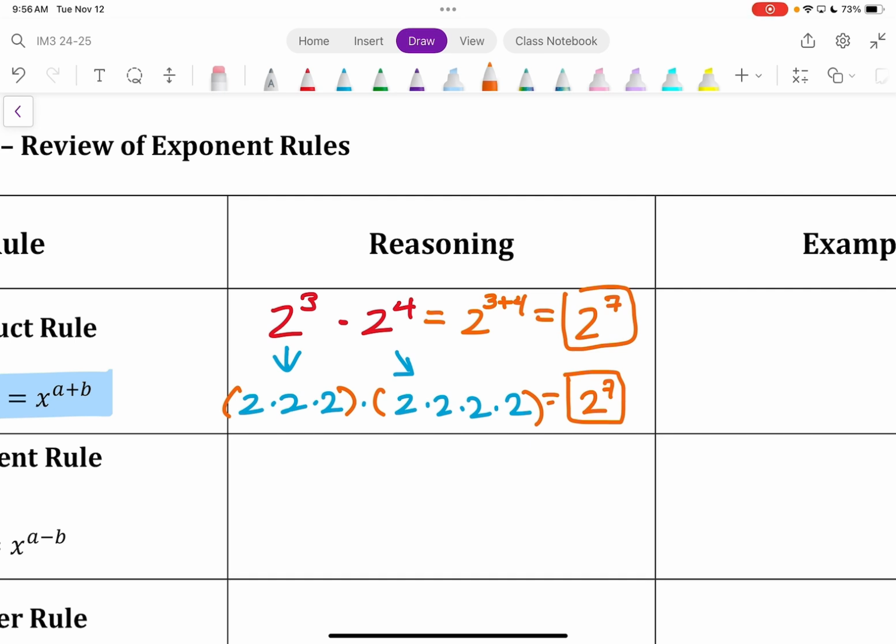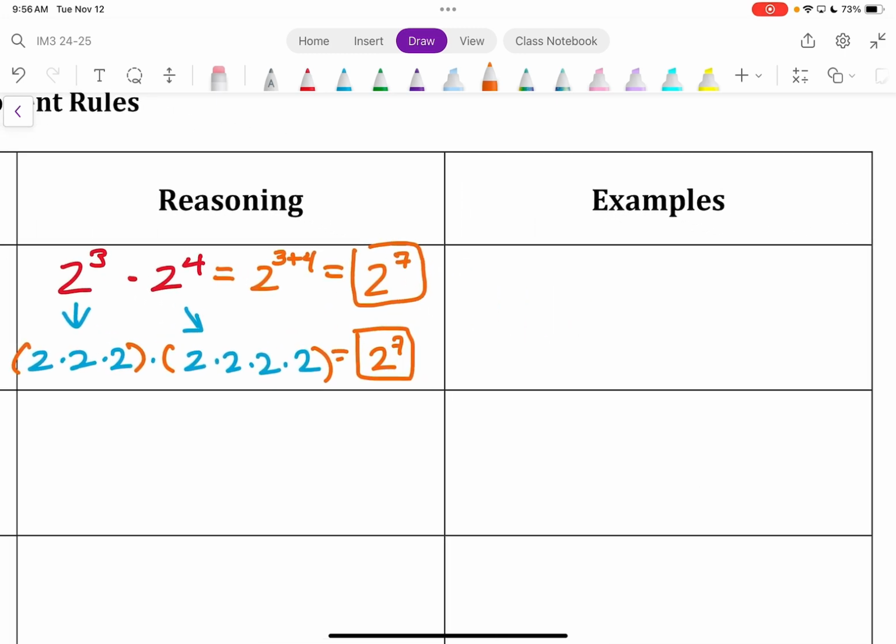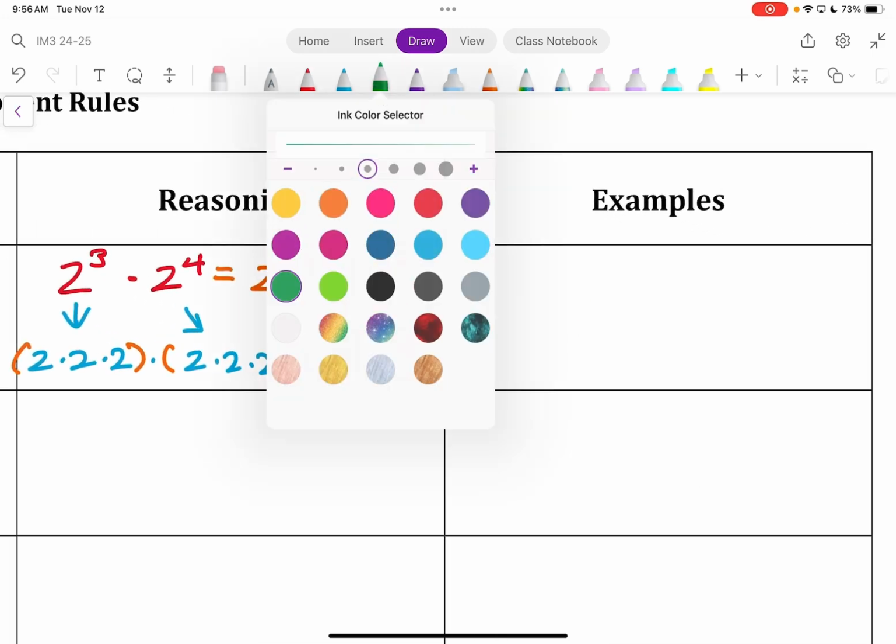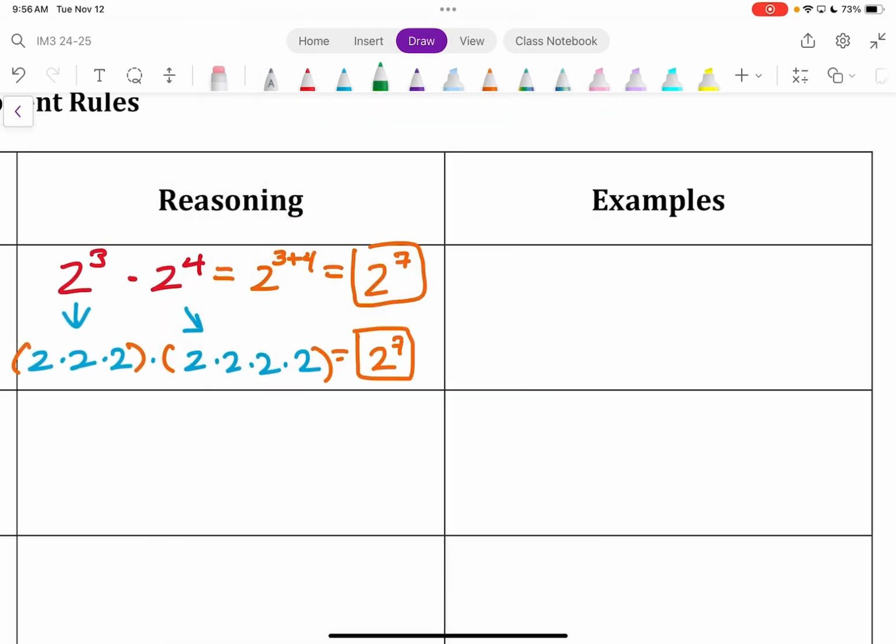Notice how we get the same solution for both of these approaches. The top way is utilizing the product rule. Okay? So keep that in mind. All right. Go ahead and try this example on your own now. We have 5 times 5 to the 3rd power. I want you to utilize the product rule to rewrite this. Go ahead and take 1 minute.